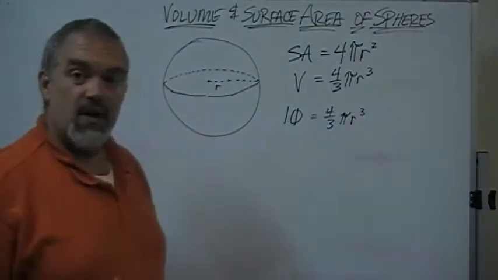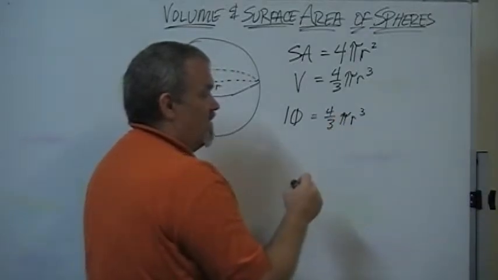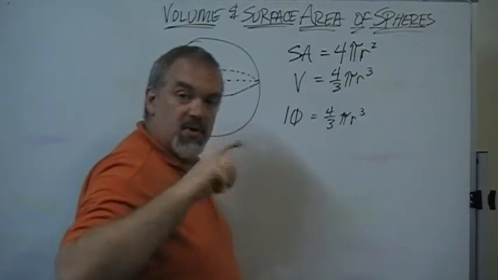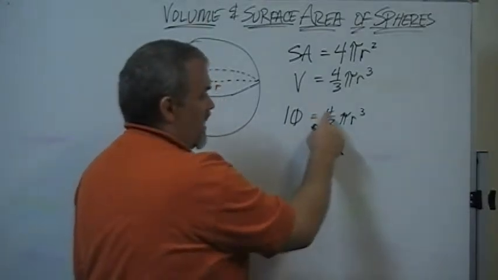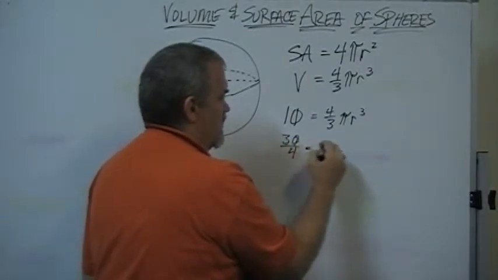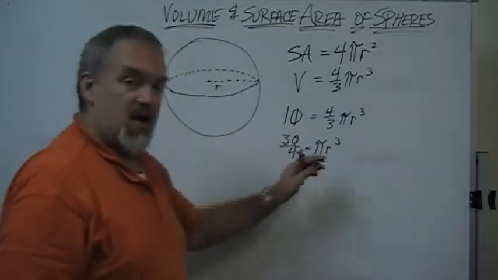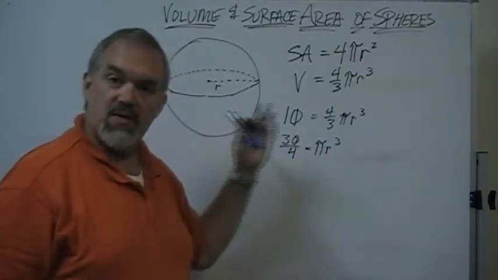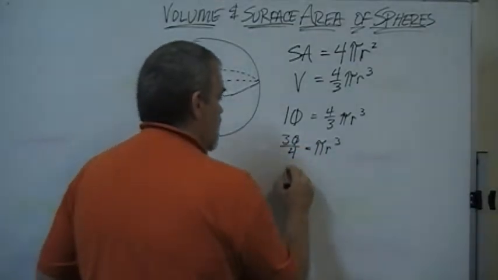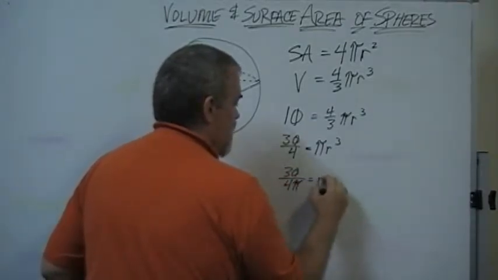Then all we have to do is rearrange our formula. So this was multiplied by 4/3. In order to move that to the other side, we multiply by the reciprocal. We flip that over. So we multiply by 3 over 4 to both sides, and we get 30 over 4 is equal to pi r cubed. We want to move the pi to the other side, so we have r by itself. So we divide both sides by pi, and we get 30 over 4 pi is equal to r cubed.